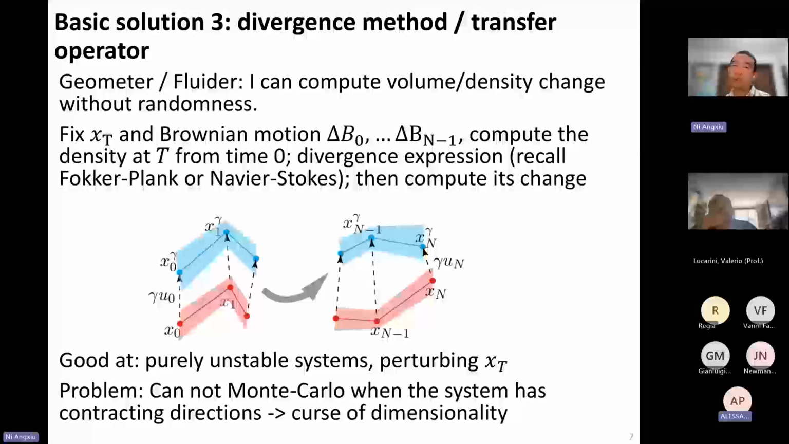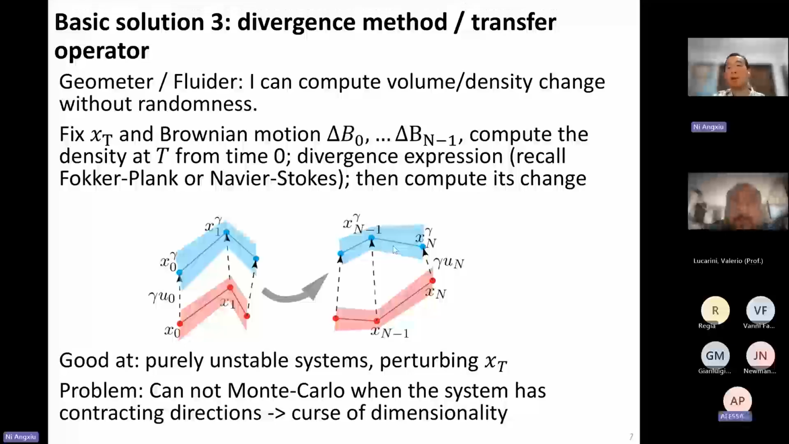And the third basic approach is what I call the divergence method or the transfer operator method, because typically if you take the derivative of the measure transfer operator, you will get a divergence. In a picture, it will look like this. Basically, you fix the terminal condition and the Brownian motion, and then you go backwards in time and ask, okay, if I change gamma, how is the probability of obtaining this bundle of paths changed under fixed Brownian motion and a fixed, or very well known, terminal condition?